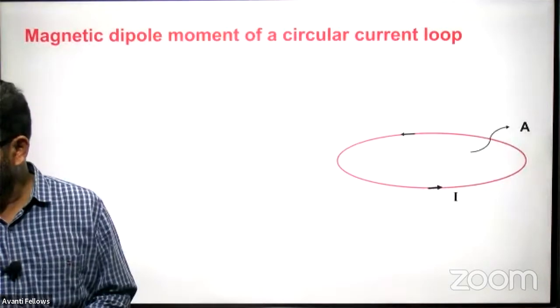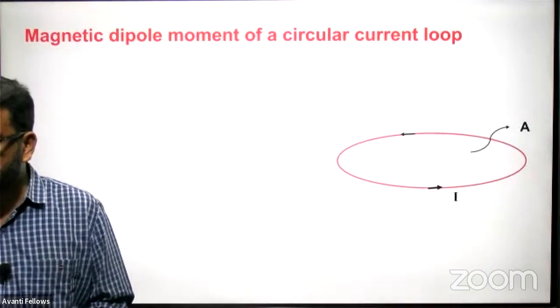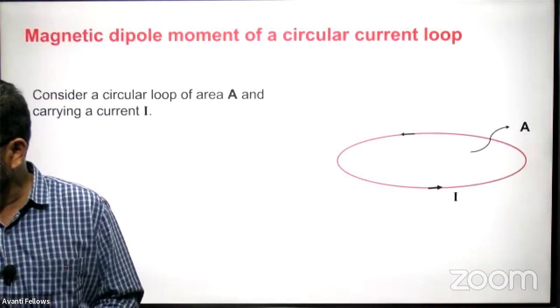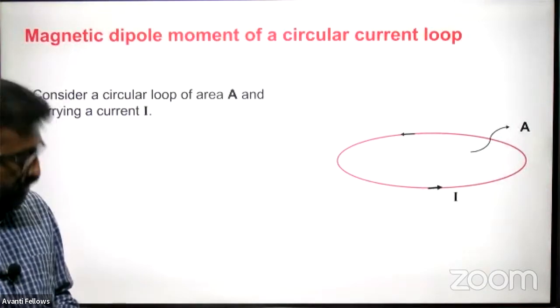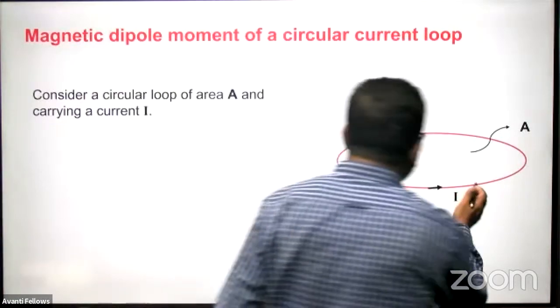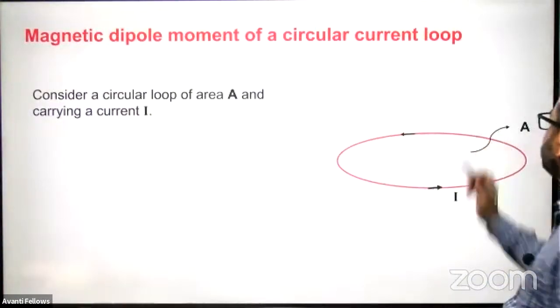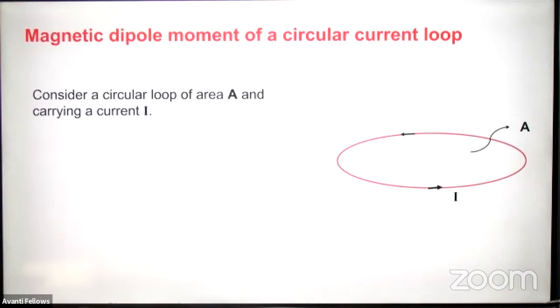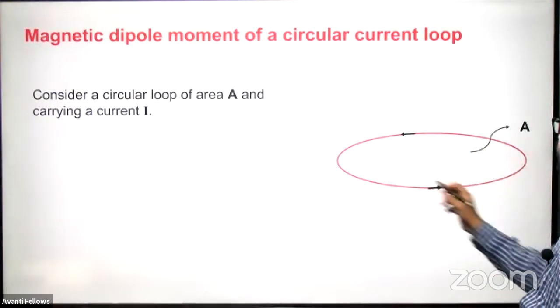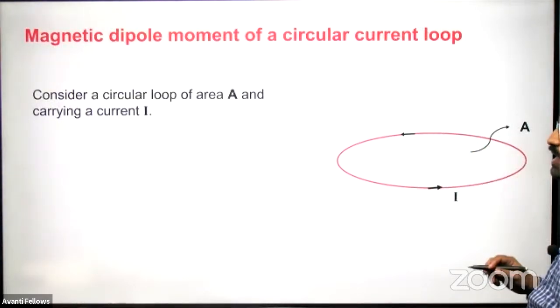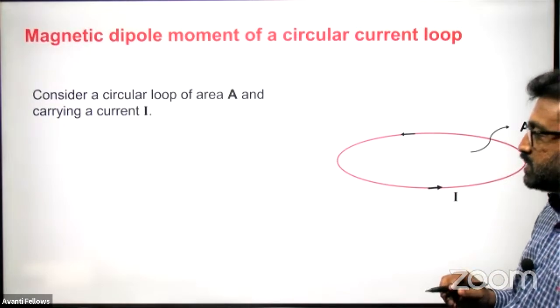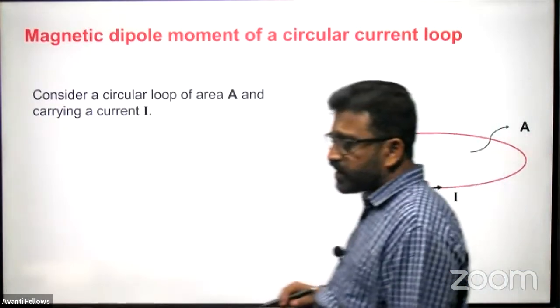Now, magnetic dipole moment of a circular current loop. We have a circular current loop. Current loop is very simple. A loop which carries a current I. We have a loop here which carries a current I. The loop is having an area capital A, carrying a current I.